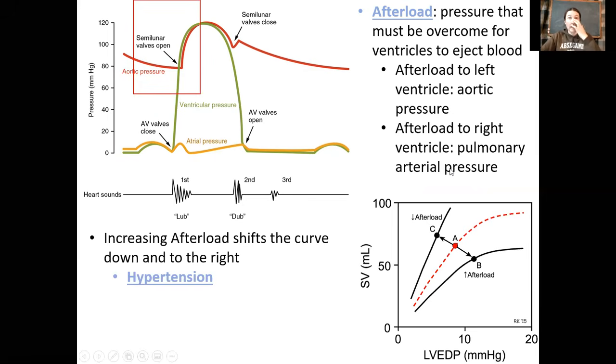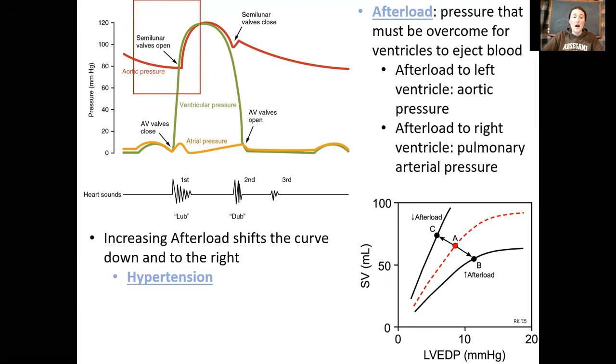In the case of the right ventricle, we would be talking about the pulmonary artery pressure. Increasing the afterload shifts the curve down and to the right. That is, if you have hypertension or high blood pressure, what that means is that your aortic pressure, instead of being 80 millimeters of mercury when your heart is in diastole, it might be 100, it might be 120, right? So it might be really high.